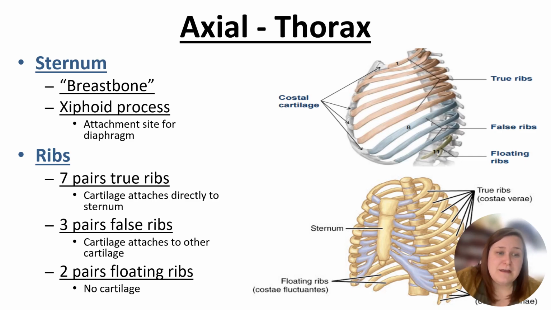We're going to have a whole lot of different ribs. We're going to have 7 pairs of true ribs. In a true rib, the cartilage is going to attach directly to the sternum. We're going to have 3 pairs of false ribs in which the cartilage is going to attach to the other cartilage of the true ribs. And then we are going to have 2 pairs of floating ribs. So the floating ribs are literally just floating right here. They do not attach to the sternum in any way.